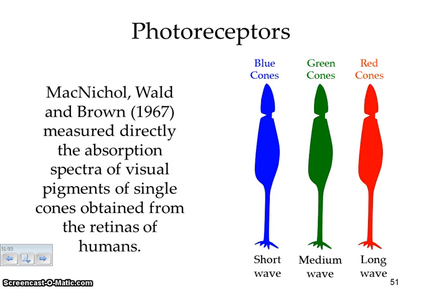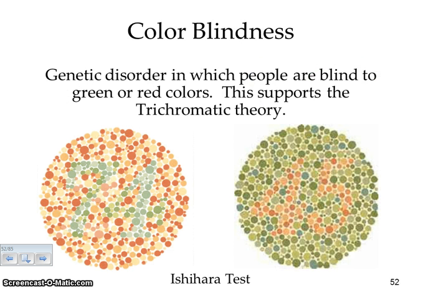So photoreceptors: what we look at is blue cones, short wave, green cones, medium wave, and red cones, long waves. What we look at here is directly measured absorption spectra of visual pigments of single cones obtained from the retinas of humans. Colorblind: if you can't see these images, this means you're colorblind, but this supports the trichromatic theory.